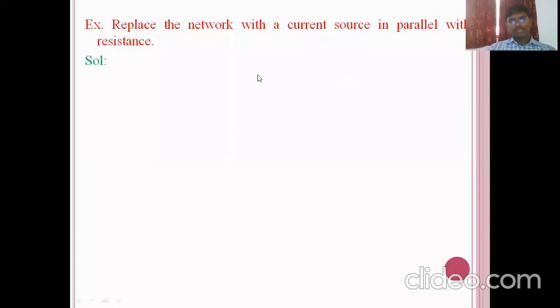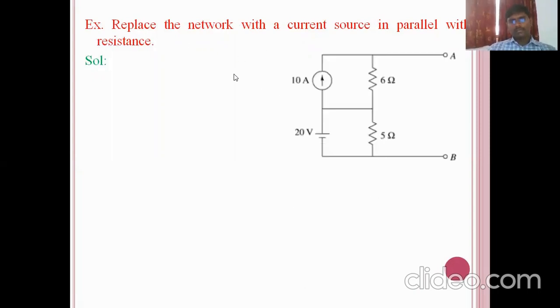Then we will go to one more example. Replace the network with a current source in parallel with resistance. This is the problem given. It asks us to calculate the equivalent network in terms of a current source in parallel with resistance.